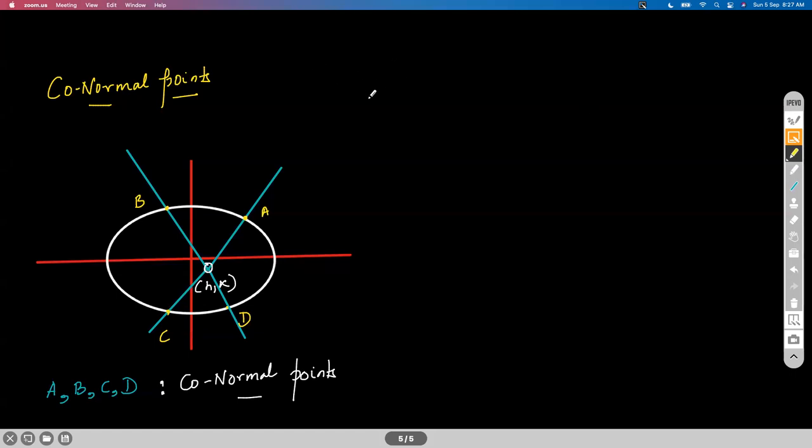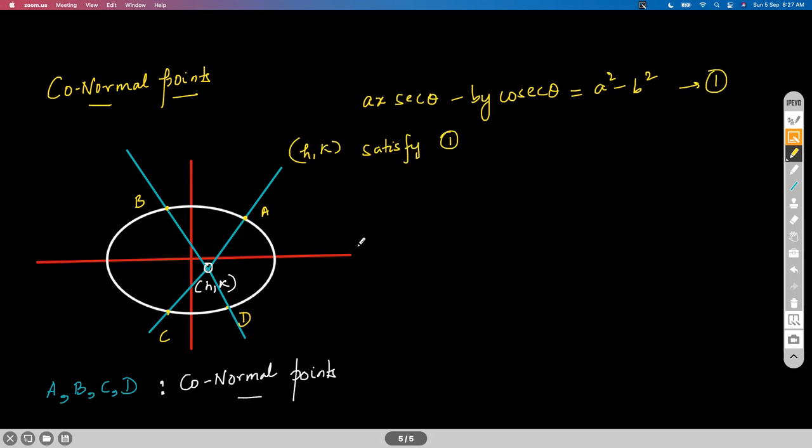So our equation of the normal used to be ax sec theta minus by cosec theta equal to a square minus b square. This was our equation of a normal, isn't it? Now in this equation, of course, all the normals pass through H comma K. So H comma K must satisfy the above equation. Let me call this one. So if it does, I will have ah sec theta minus bk cosec theta equal to a square minus b square.